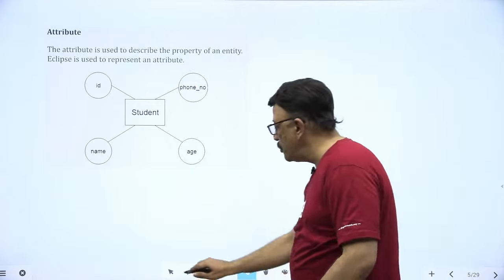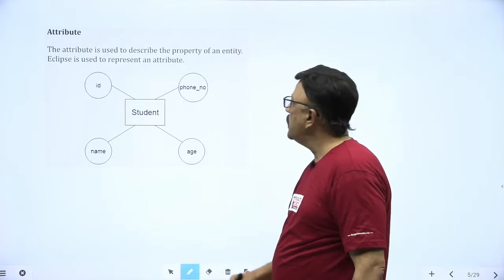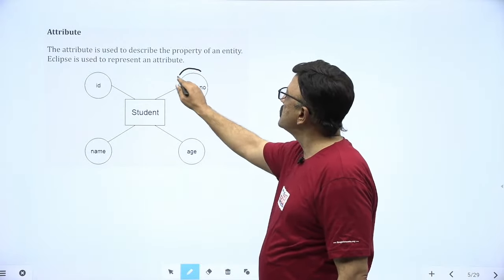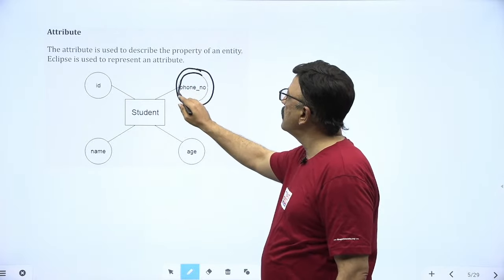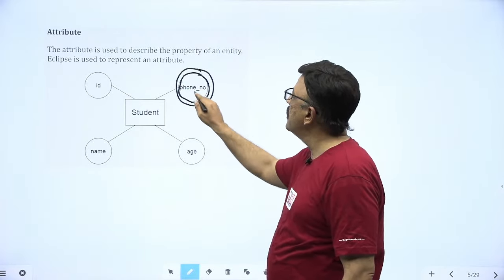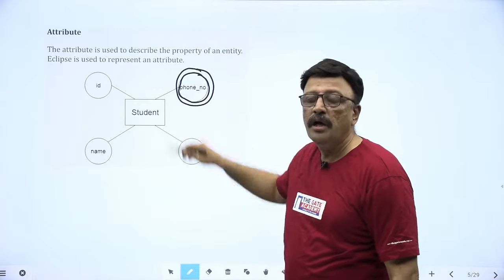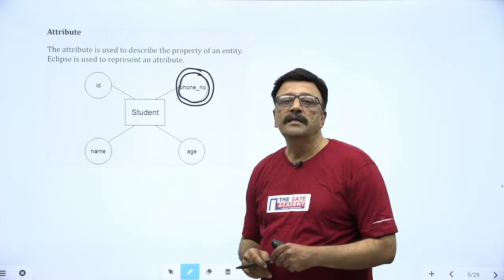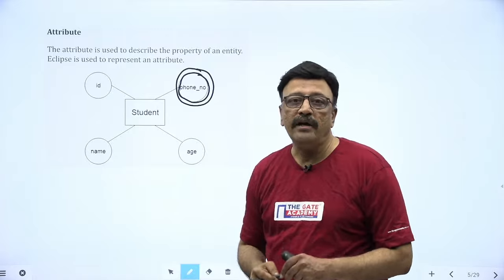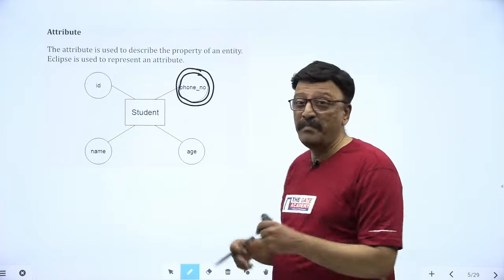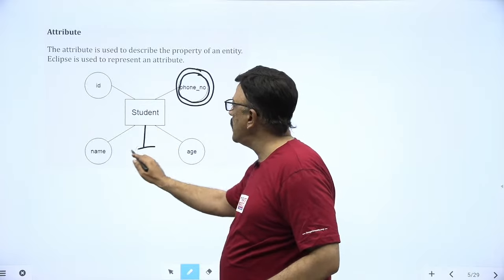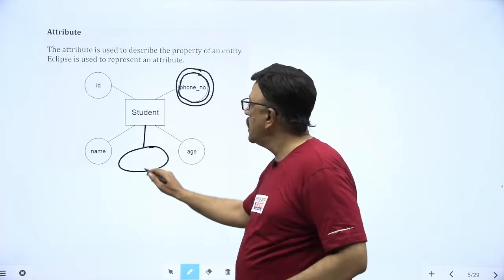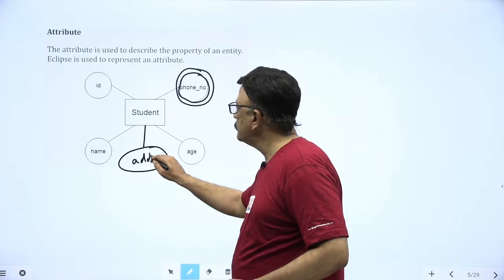So what we do in that case, in our ER model, we show this as a double oval. Whenever you see a double oval and inside that we have written the attribute, then it means that this is a multi-valued attribute. It may happen, just check this. Definitely student will have address.